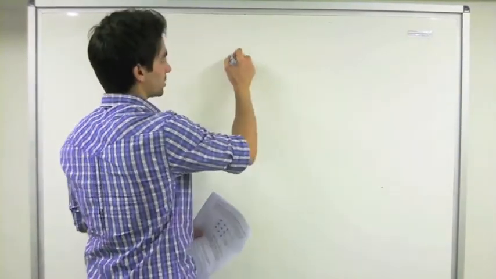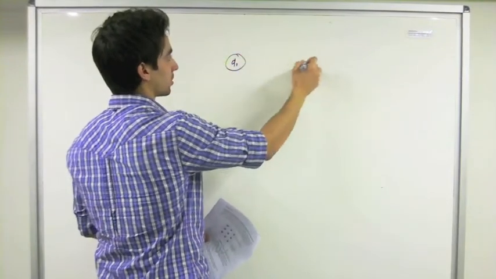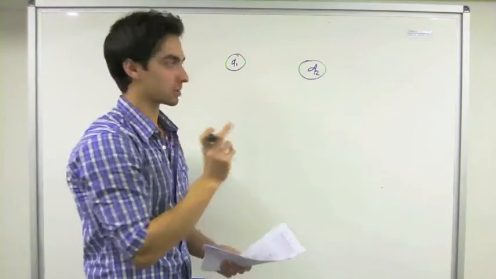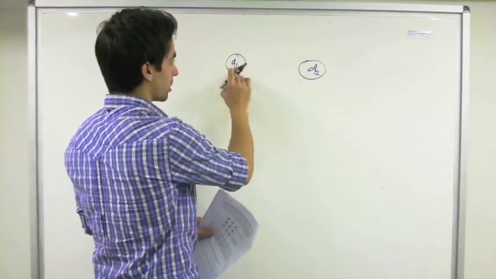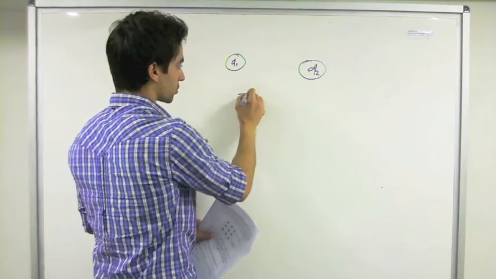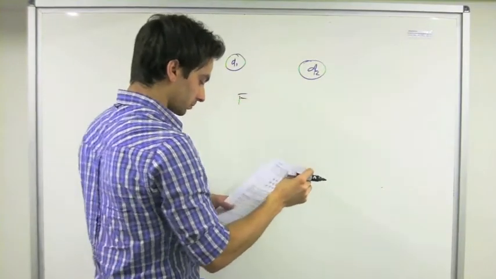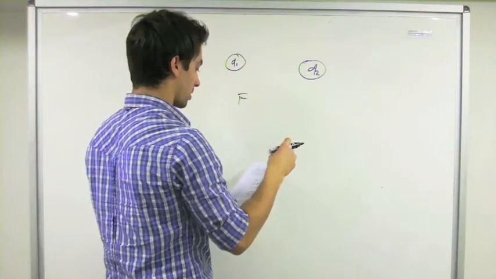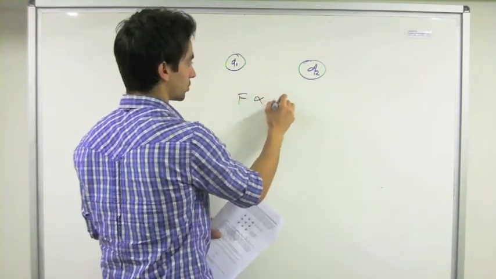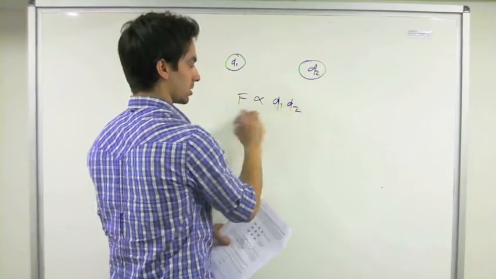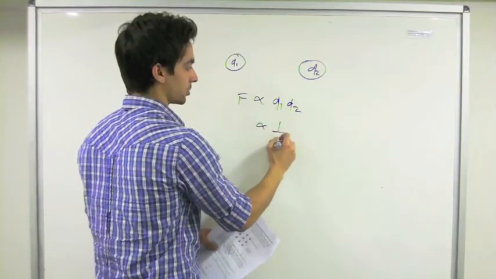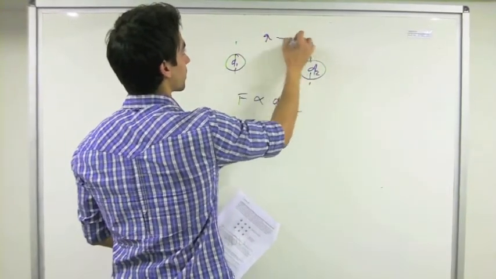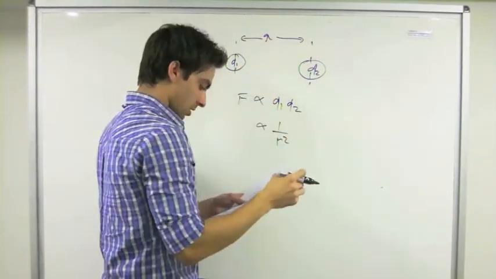So, just like in gravitation, when you have two charged objects, or two point charges, you have an electric force in between these two charges, which is proportional to the product of their charges, and which is inversely proportional to the square of the distance between their centers. Okay, so very similar to gravitation.